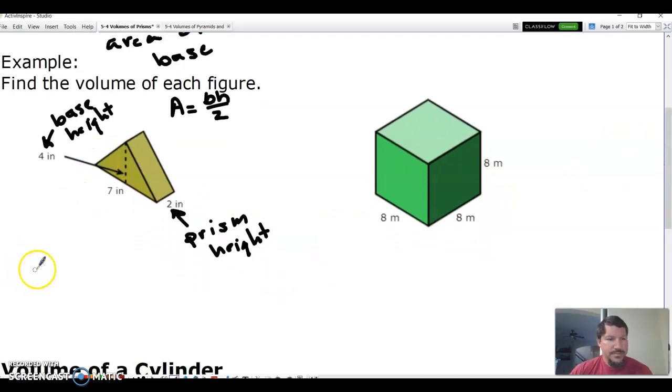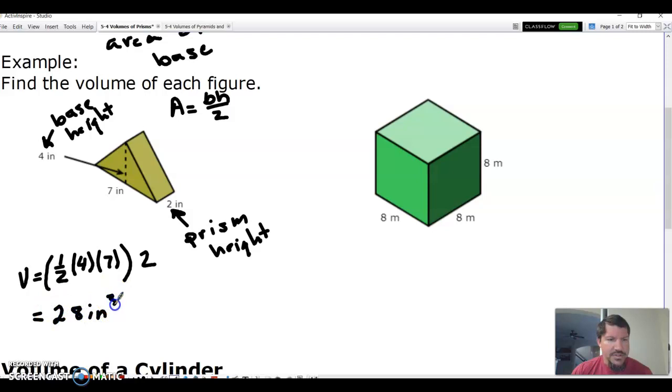Okay, so volume in this sense is half times 4 times 7 times 2. Which you could then at that point put in the calculator if you wanted to. I'm going to do it real quick. Half of 4 is 2, times 7 is 14, times 2 more is 28 inches cubed.